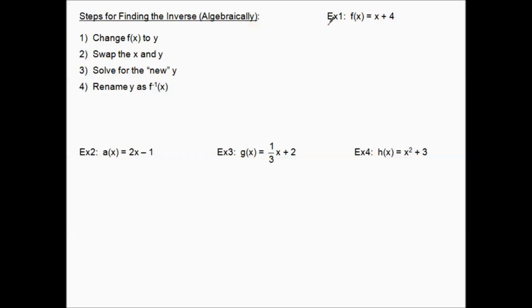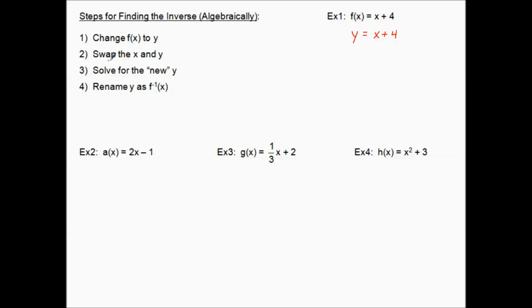Here are the steps to finding the inverse using our algebraic technique, and I'm going to follow those 4 steps with our first example. So here's our first example. F of x equals x plus 4. A pretty simple function to deal with at first. Our first step is, let's change our f of x, which is really just a fancy name for y, back to y. So f of x will become y. Then we know where our domain is, which is our x, and where our range is, which is our y.